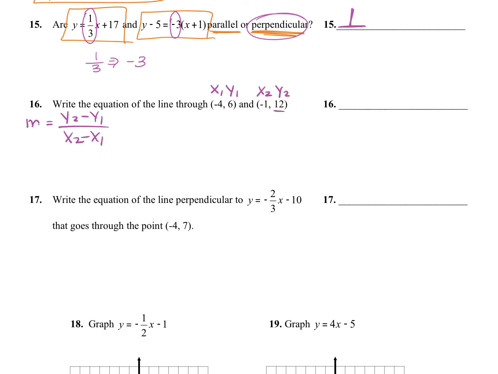So y2 minus y1, 12 minus 6 over negative 1 minus a negative 4. So that's plus a positive. So 12 minus 6 is 6. Negative 1 plus 4 is 3, meaning your slope is 2.